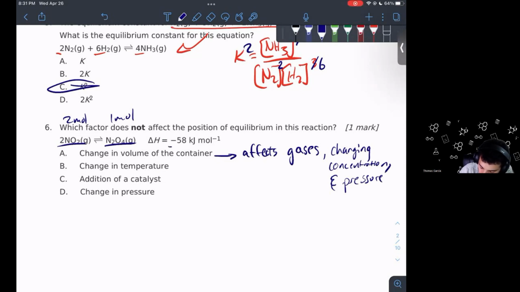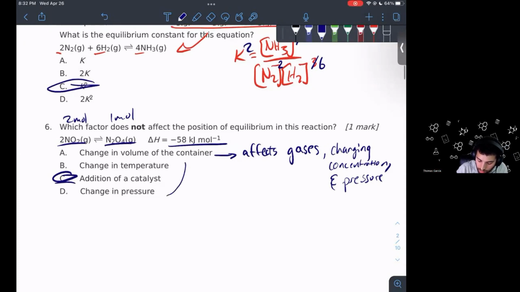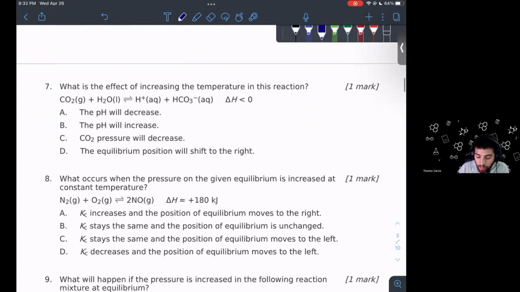Change in temperature. Well, we know that this reaction is exothermic, meaning if we increase the temperature, this reaction will move backwards. If we decrease the temperature, this reaction will move forward, so it can't be that. Adding a catalyst. Well, catalysts don't affect equilibrium at all, so bam, already know. It's got to be C. Change in pressure is essentially the same as volume when we're dealing with gases, so can't be that. Answer C.